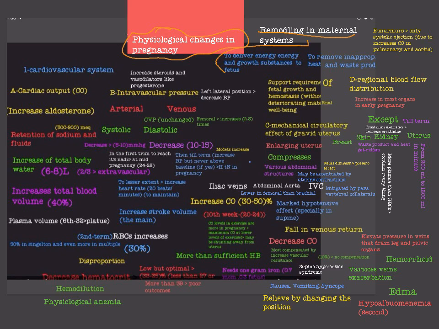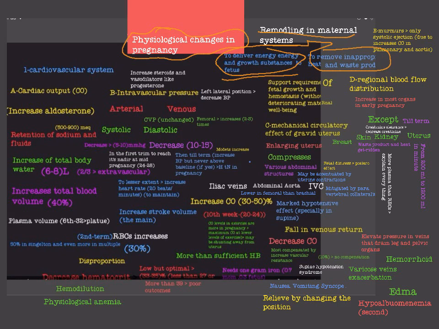The first one is to deliver energy and growth substances to the fetus. So the mother should deliver some of her energy and growth substances to the fetus. And the second one is to remove inappropriate heat and waste products. So the baby should have energy and growth substances and should get rid of inappropriate heat and waste products. So multi-systemic changes should happen to adapt for these changes.